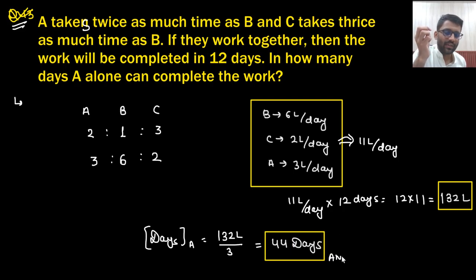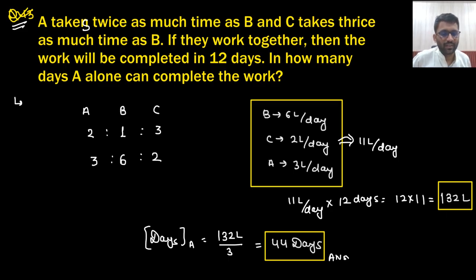Did you understand how we did it? Their efficiency was given. That means B was eating 6 laddu per day, C was eating 2 laddu per day and A was eating 3 laddu per day. If all were working together, they would have been eating 11 laddu per day, and the work can be completed in 12 days. That means the work was eating 132 laddus, since 11 laddu per day is eaten for 12 days. And A is eating 3 laddu per day, so how many days will it take? 44 days. That's it. This is how we can solve it.